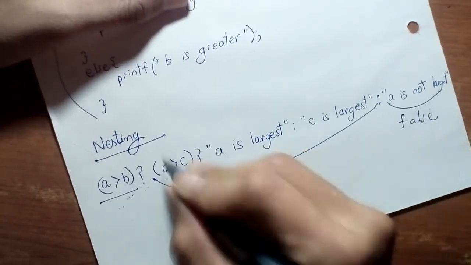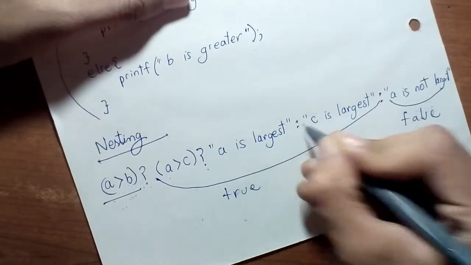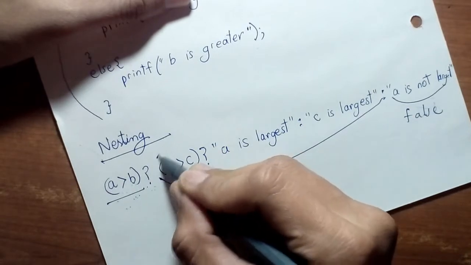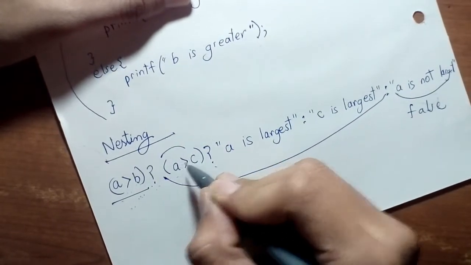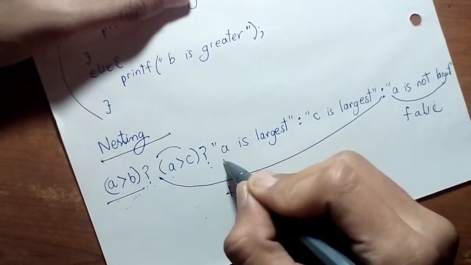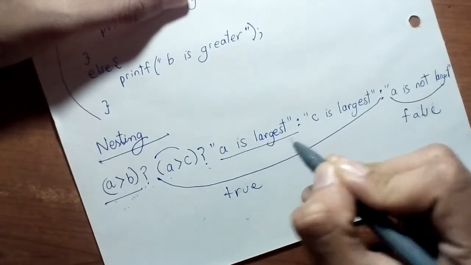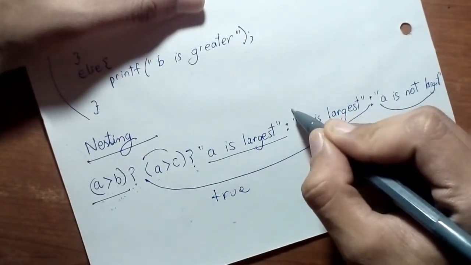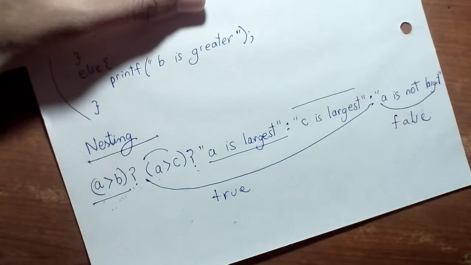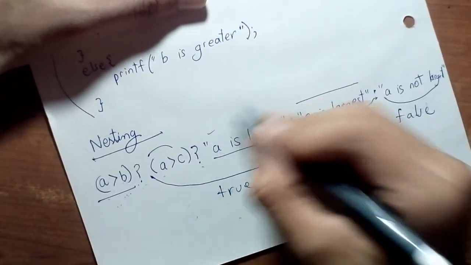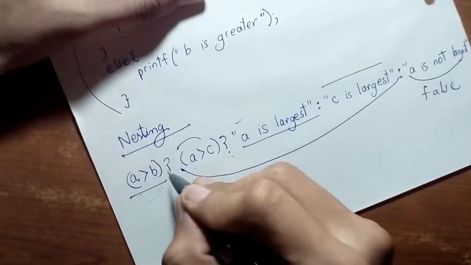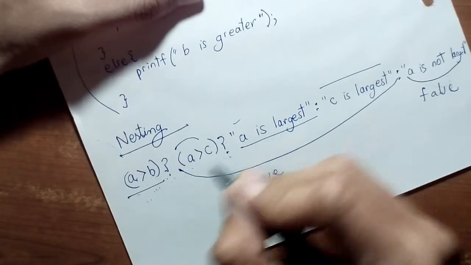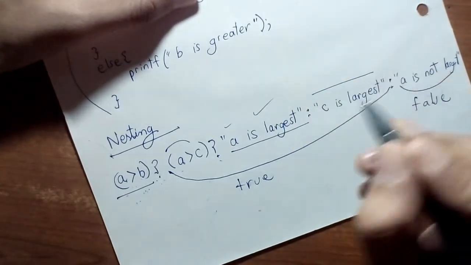Now here again we have another conditional operator. Here we are again checking if a is greater than c. If it is greater, then we will print the message that a is largest. Otherwise we will show that c is largest. We can note that a is largest because we have compared a with both b and c, and it is larger in both cases. So then a is largest.